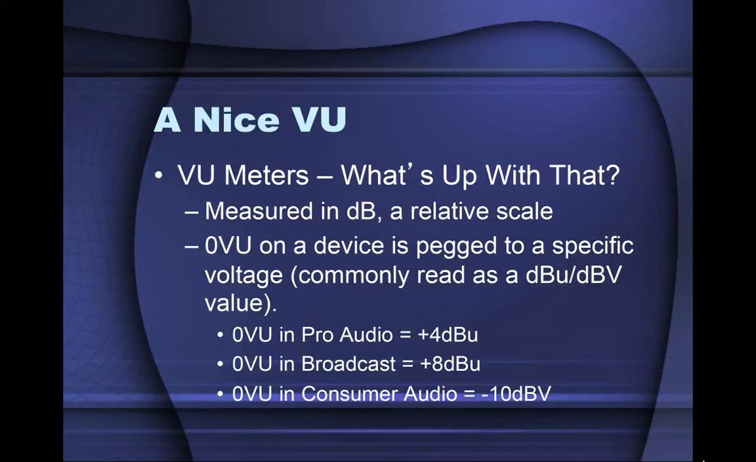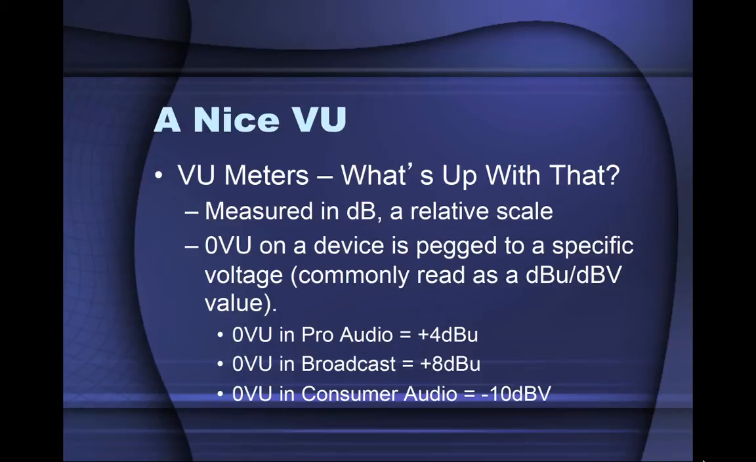Now in pro audio, 0 VU is commonly plus 4 dBu. In broadcast consoles and some broadcast specific equipment, 0 VU is going to be plus 8. So if you're into radio or TV, you may possibly run into consoles and recorders and processing gear that will have a 0 VU value of plus 8 dBu. And in consumer audio, 0 VU is going to be minus 10 dBV.